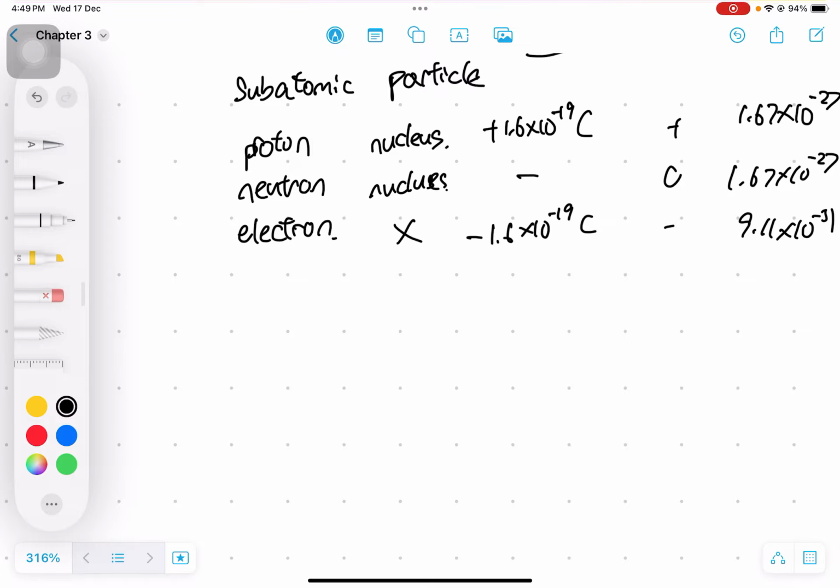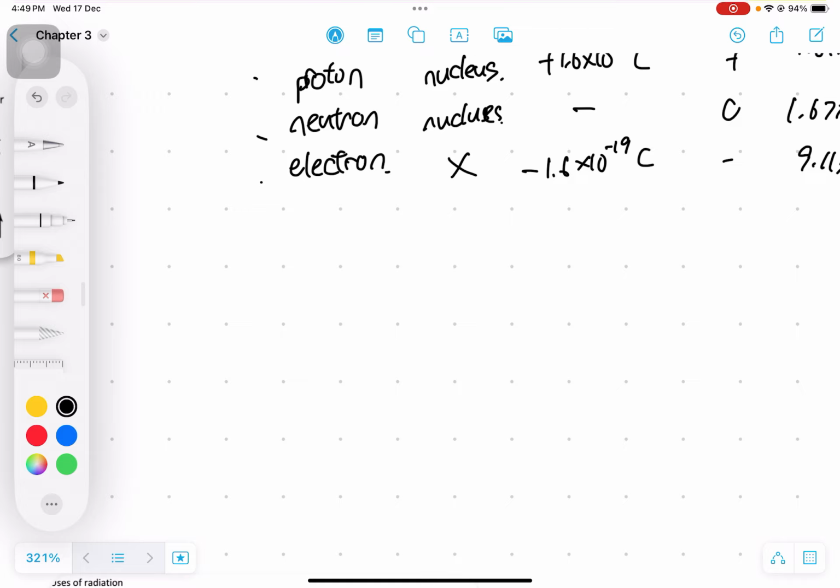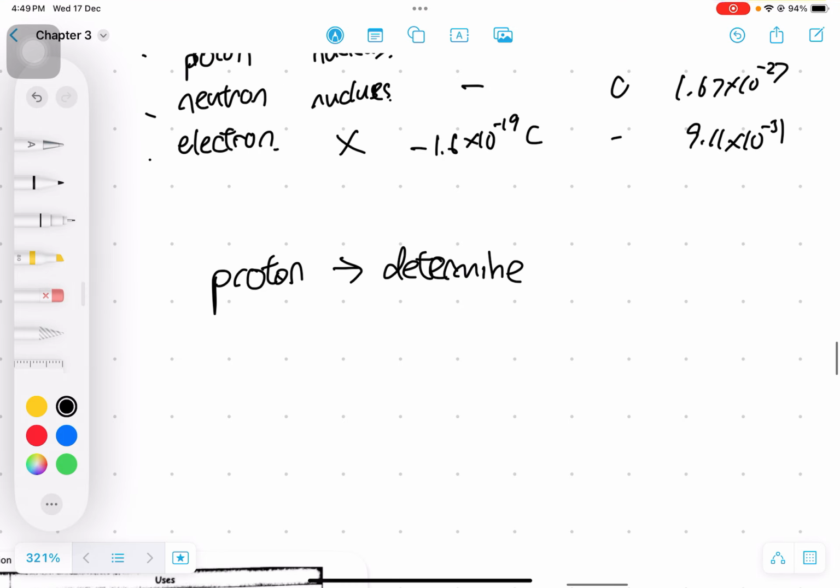Going forward, we need to understand the difference between them and what the usage of each is. The proton determines the type of element. If an atom has a different number of protons, it is considered a different element. So it determines the element.